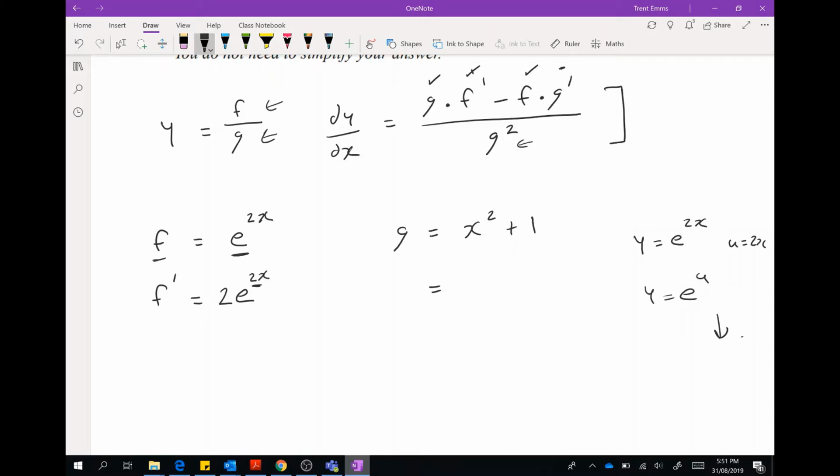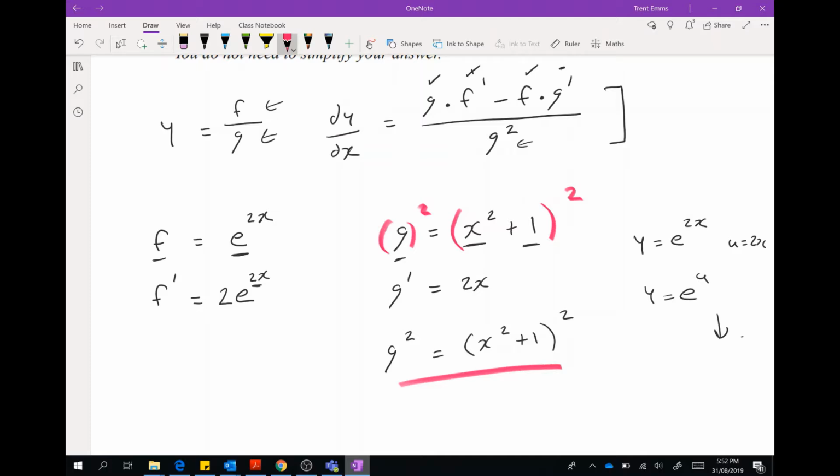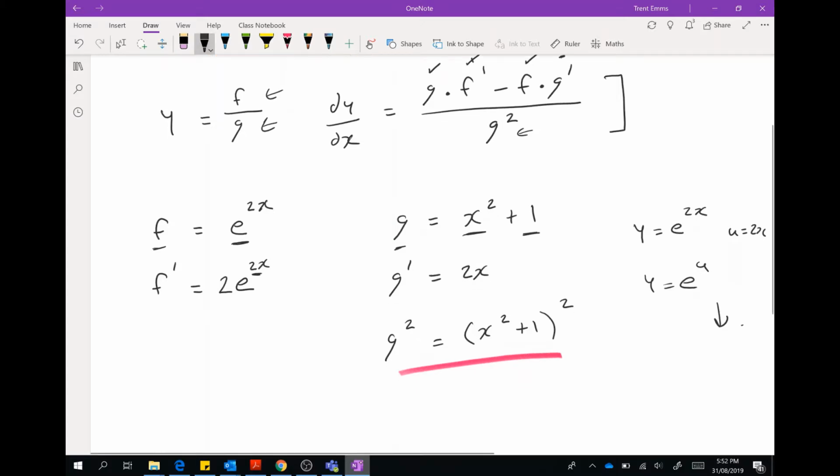and this one here is pretty straightforward. X squared goes to 2x, and 1 is a constant and goes to 0, and g will differentiate to g dash. The only other thing we need is g squared, so g squared is just going to be x squared plus 1 all squared, which I get from if I squared this side and then squared this side. That's where this part here comes from. I'm just going to remove that stuff here so I don't get confused later. Right, we're ready to plug that into our formula to get the derivative.